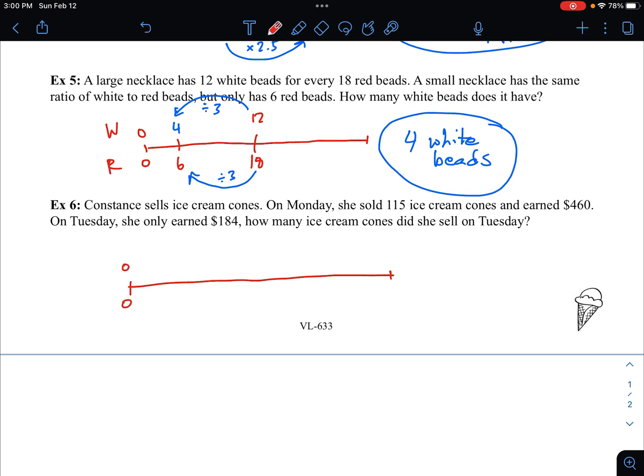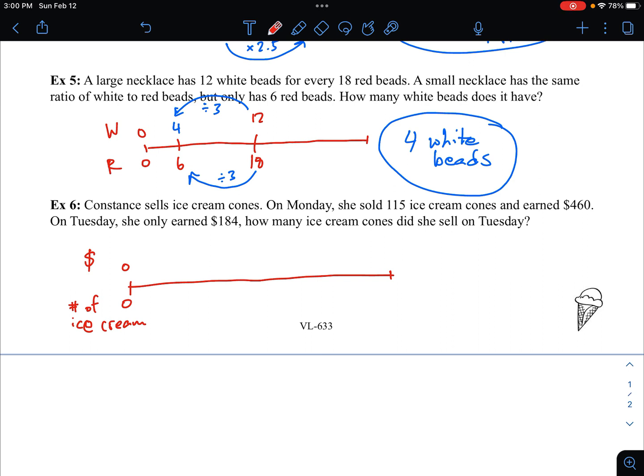So what are the 2 things being compared here that we are going to label our double number line with? It's she sold ice cream and earned money. On Tuesday, she earned money, and they're asking for how many ice cream cones she sold. So the 2 things we're comparing is the money earned compared with the number of ice cream cones. So number of ice cream compared with the cost at the top.